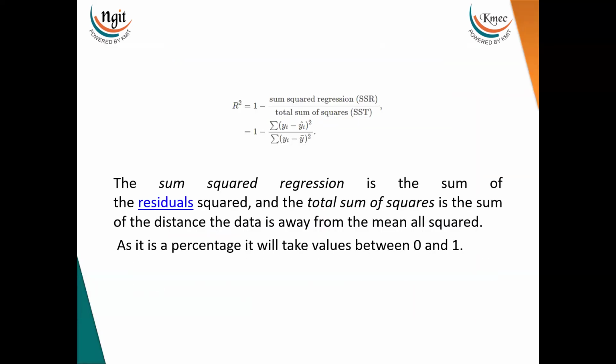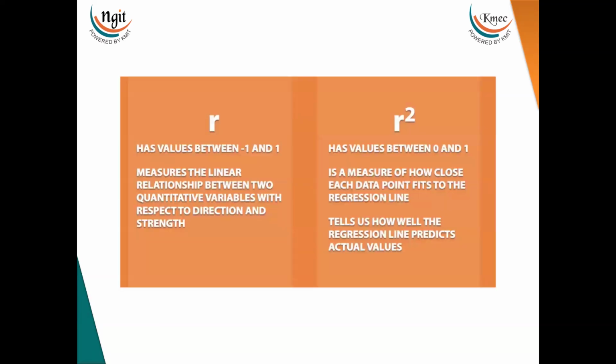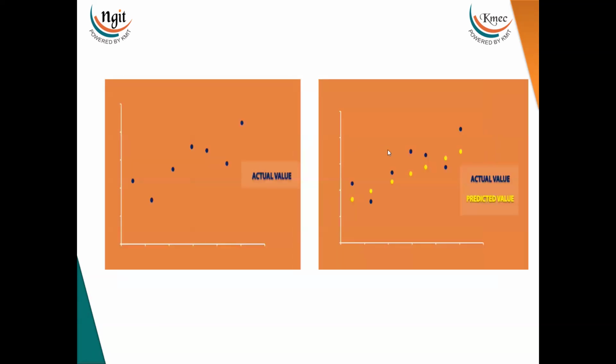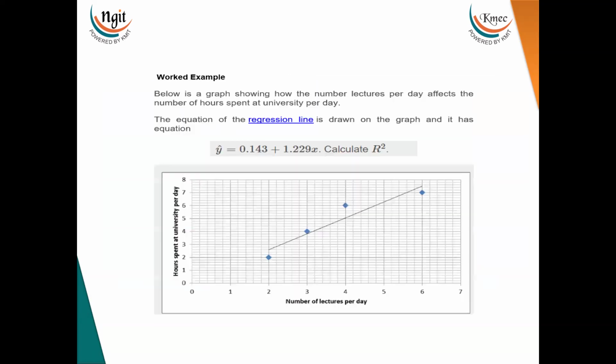We also discussed the formula for how we are going to find this R squared, that is 1 minus sum of squares of residuals by total sum of squares, which is given by sigma (yi minus yi cap) whole squared divided by sigma (yi minus y bar) whole squared. Now, let us discuss how we are going to calculate this R squared with the help of one example. We also discussed the difference between R and R squared, and the distance between the actual value and the predicted value. I hope you remember all these points.